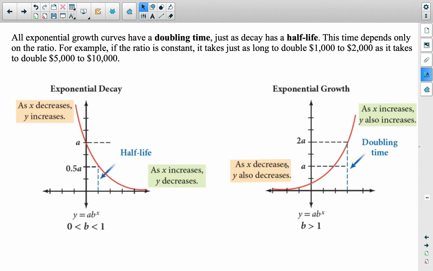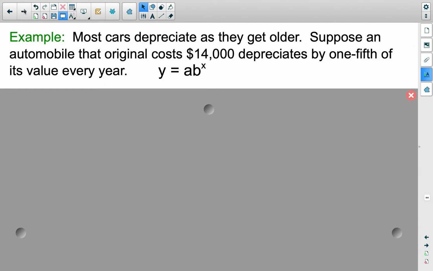Doubling time is the same idea, only obviously you would be growing. So if I started at 15 people, when will I double to 30 people? You might be asked to find, but we just might use the words like doubling time instead of when will you double. So nothing too major here.